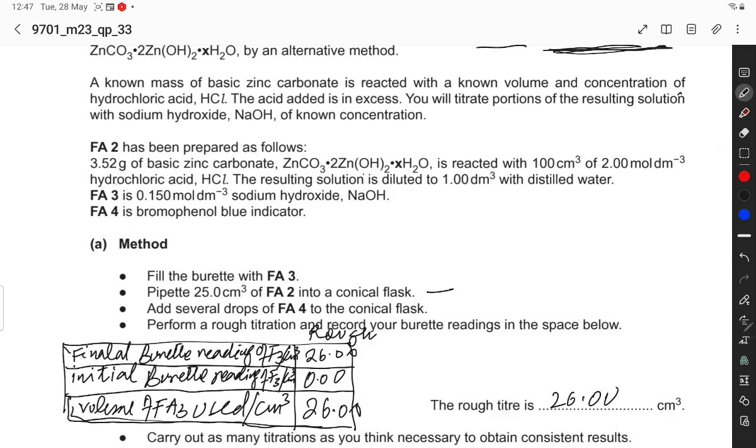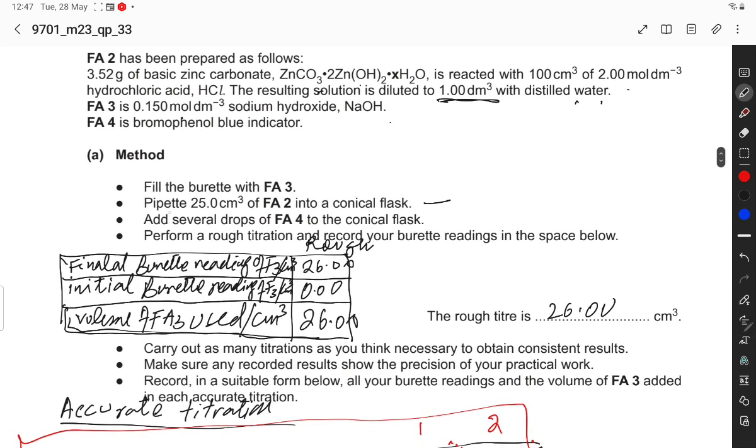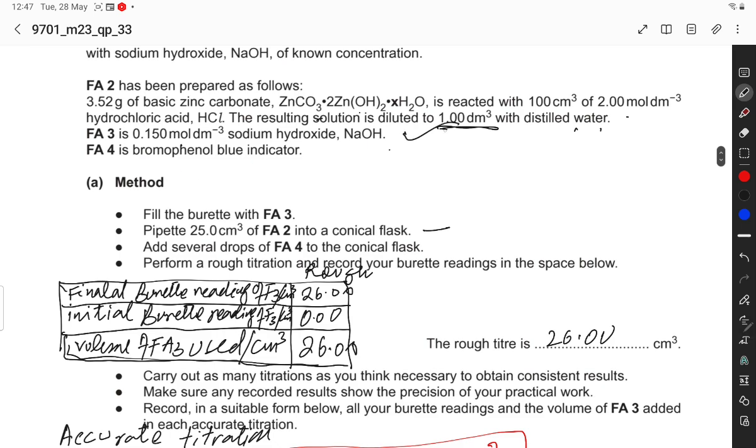Fa2 has been prepared as follows. 3.52 gram of basic zinc carbonate is reacted with 100 centimeter cube of 2 mole per dm cube of hydrochloric acid. The resulting solution is diluted to 1 dm cube with distilled water. Fa3 is 0.150 mole per dm cube of sodium hydroxide. Fa4 is bromophenol blue indicator. Now fill the burette with Fa3. Fa3 is the sodium hydroxide.